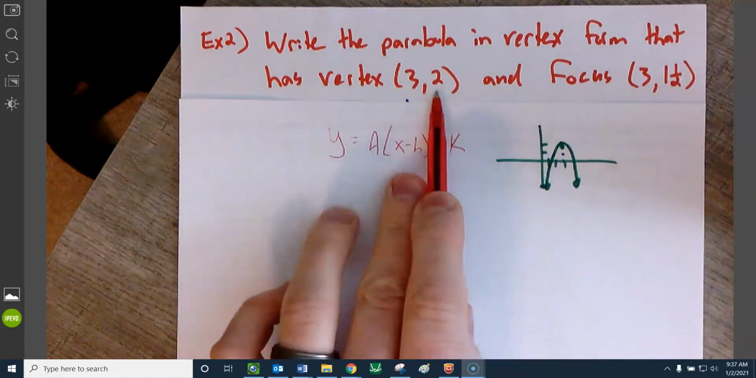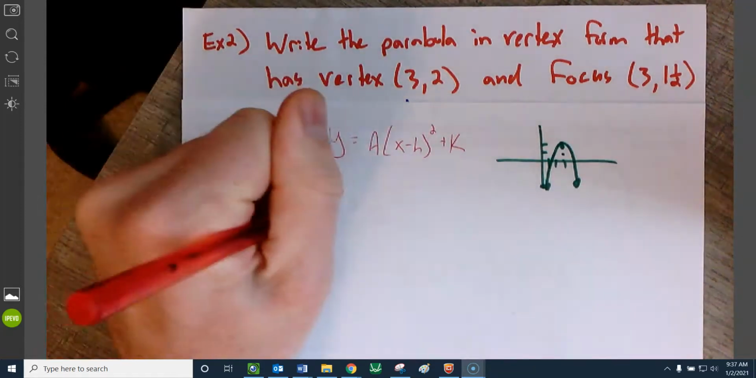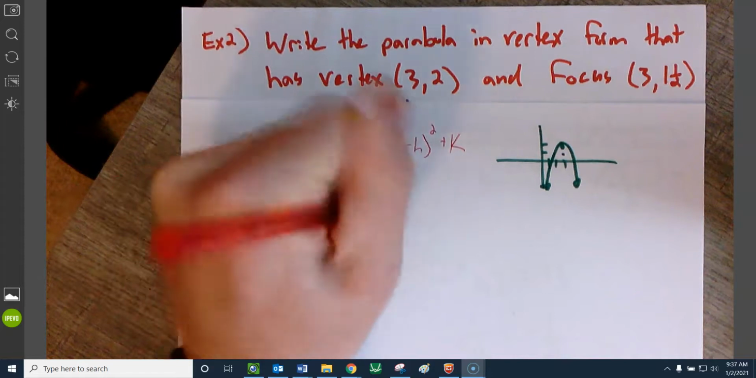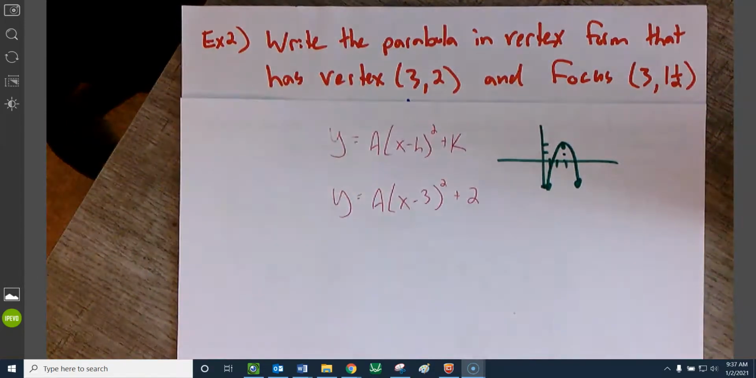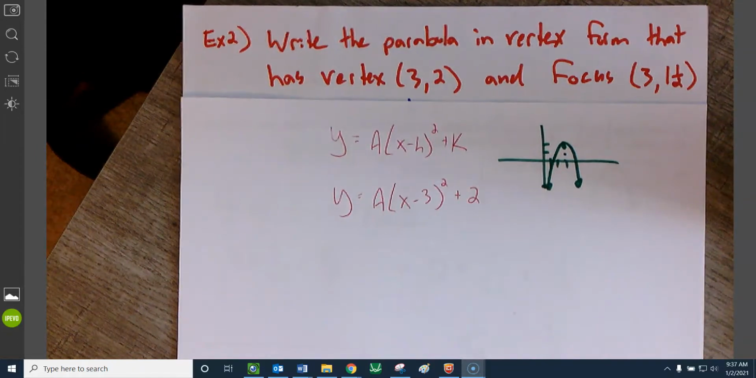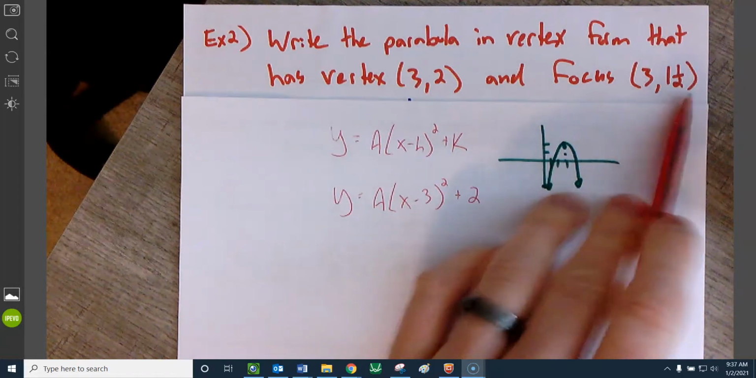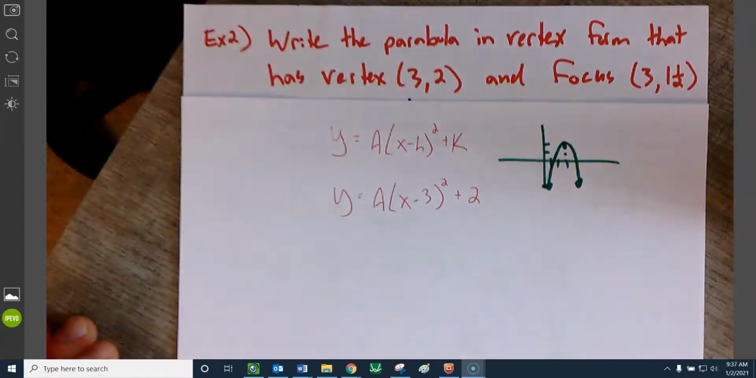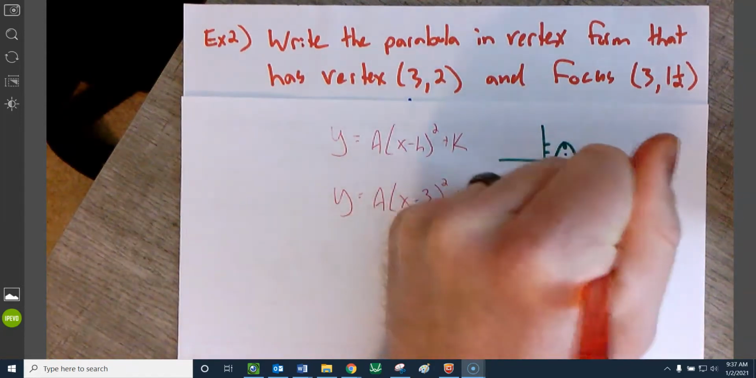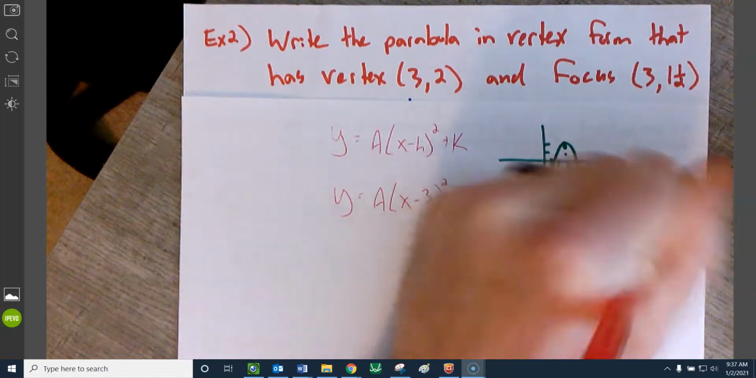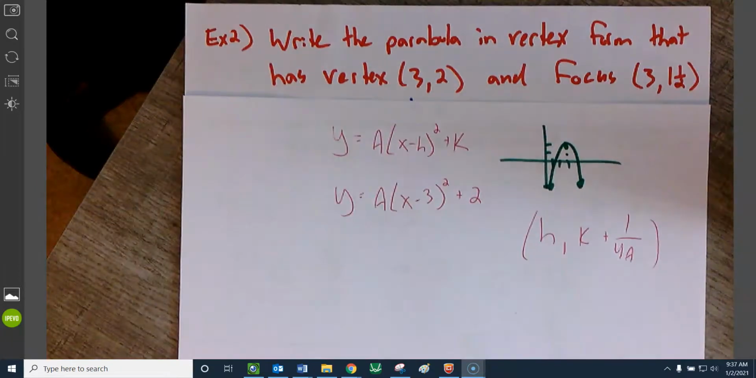So we already know two of these, h and k. That's the vertex. The vertex was given to me, so I can put that here. I can say, well, y equals a(x minus 3) squared plus 2. Not too bad. Next piece, I'm probably going to have to use the focus. So the focus is over here. Our formula for finding the focus for a top or bottom opening parabola was (h, k plus 1/4a). That was just our little formula.